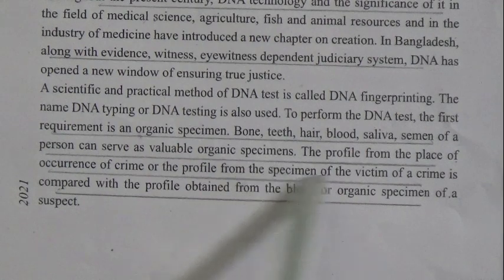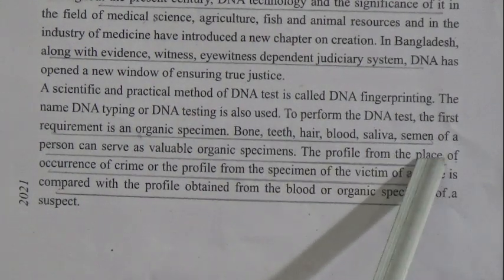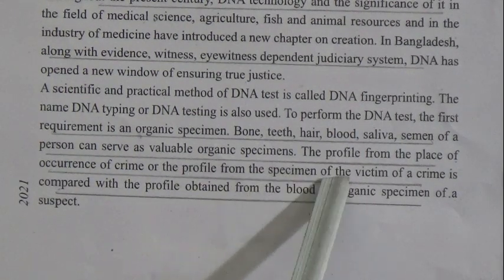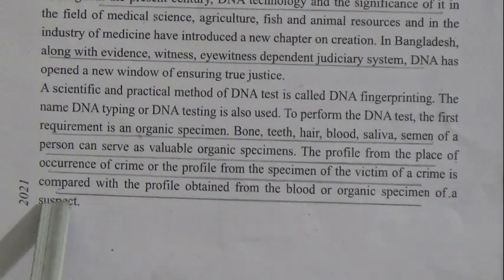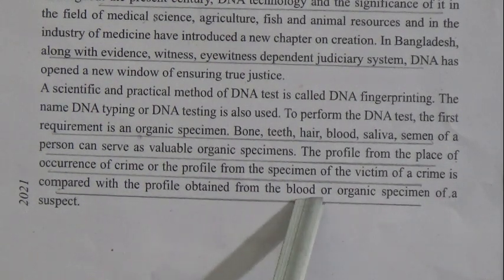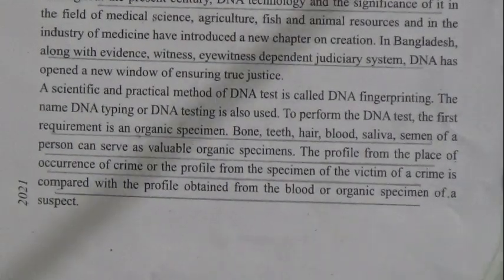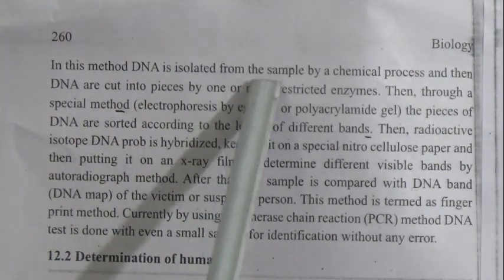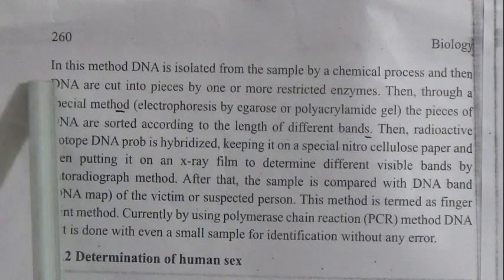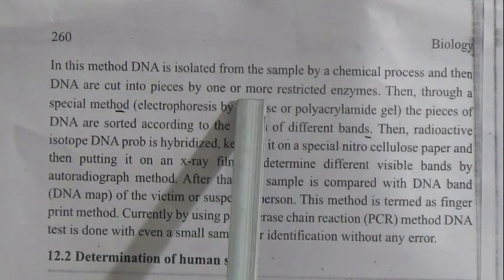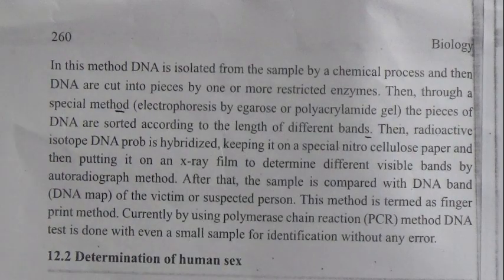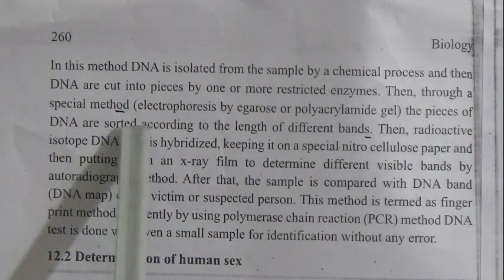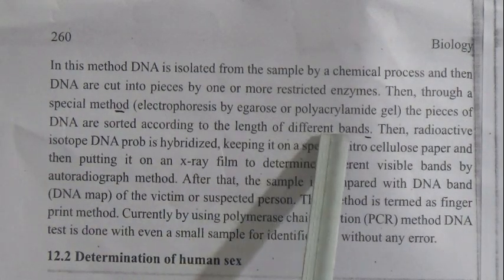The profile from the place of occurrence of a crime, or the profile from the specimen of the victim of a crime, is compared with the profile obtained from the blood or organic specimen of a suspect. In this method, DNA is isolated from the sample by a chemical process, and then the DNA is cut into pieces by one or more restriction enzymes. Then, through a special method, the DNA pieces are sorted according to the length of their different bands.